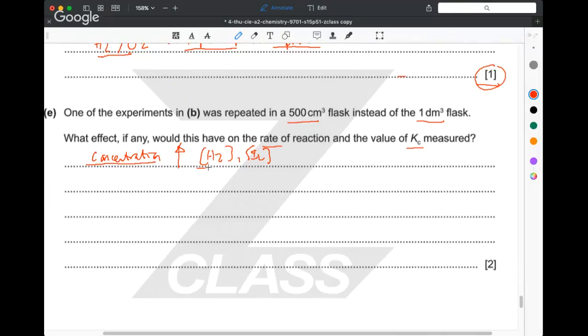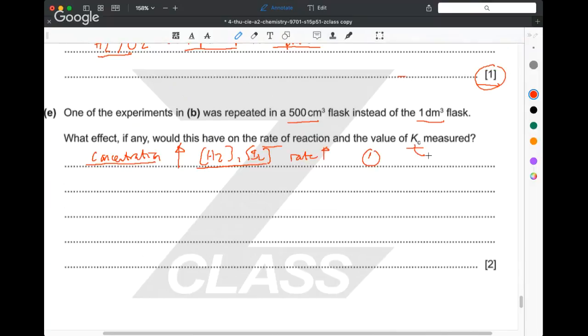Well, this is just a kind of GCSE knowledge or prior knowledge, isn't it? That if the concentration goes up, then the rate will increase. That's just normal work on rate of reactions. Increase the concentration, increase the rate. So that's 1 mark there.